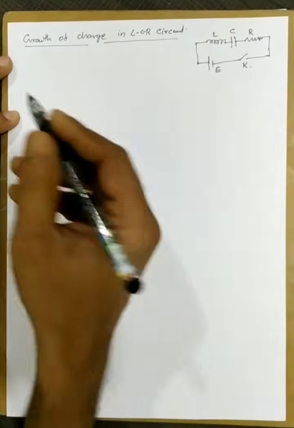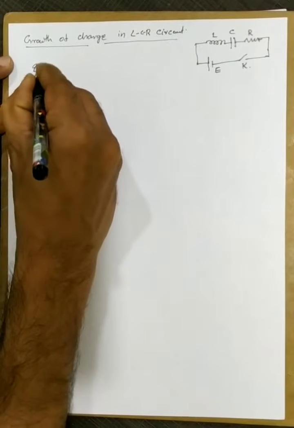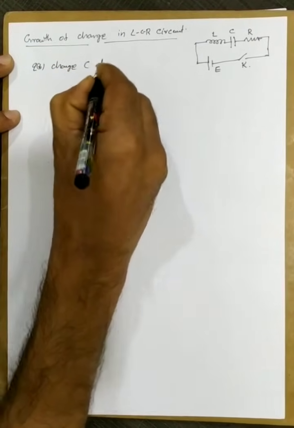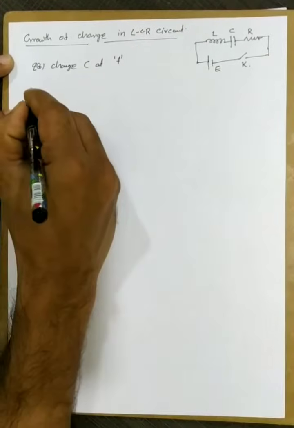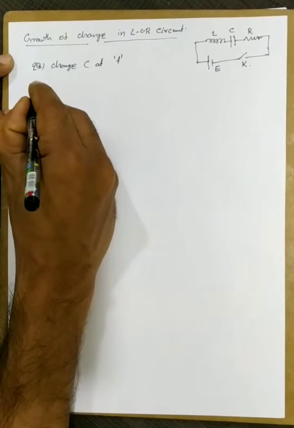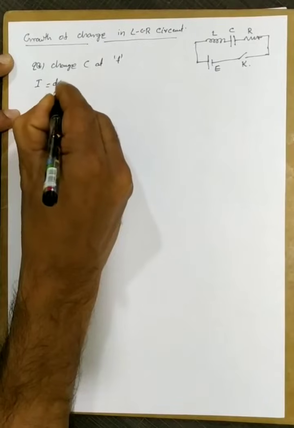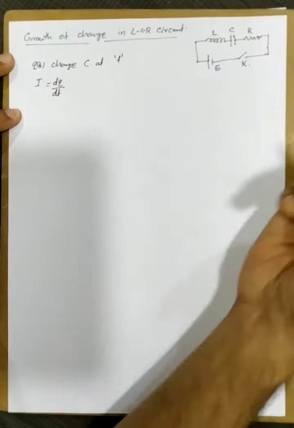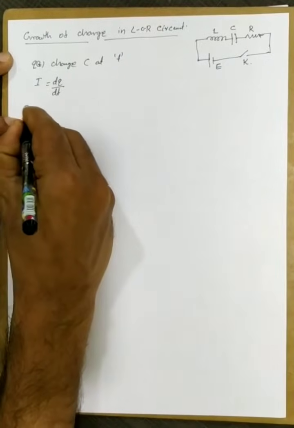So let q(t) be the charge on C at time t. Then, while charging, there will be a current. That current is the rate of change of charge, dq by dt. While charging, the current flows through this path. Now we can write the equation of EMF.